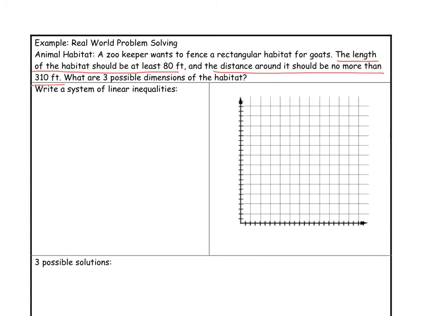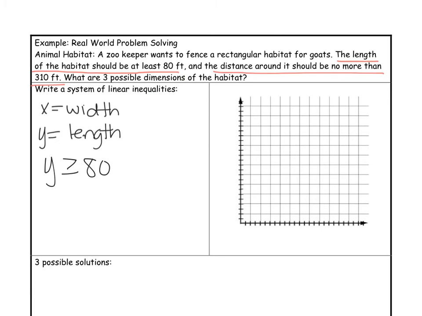So we're going to define our variables. We're going to let x equal the width of the habitat and y equal the length. And what we know about the length is the length of the habitat should be at least 80 feet. So y should be greater than or equal to 80. There's our first inequality. So we know from geometry that the perimeter of a rectangle is 2 times the length plus 2 times the width.